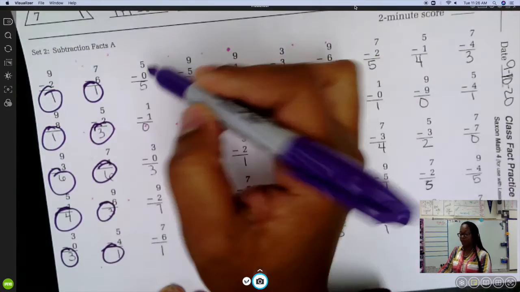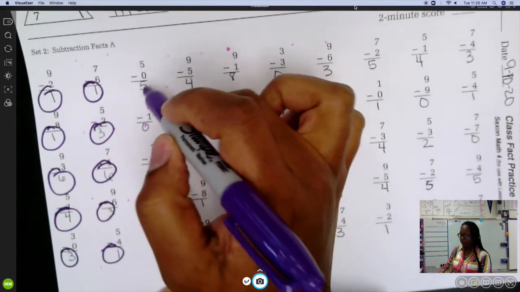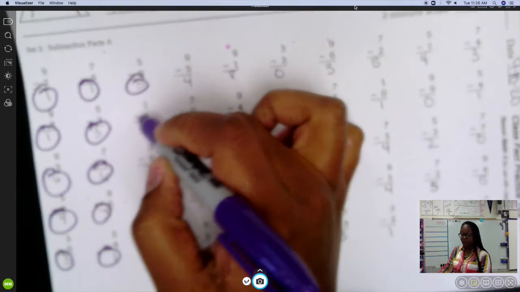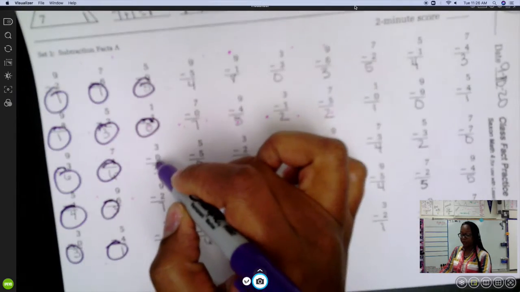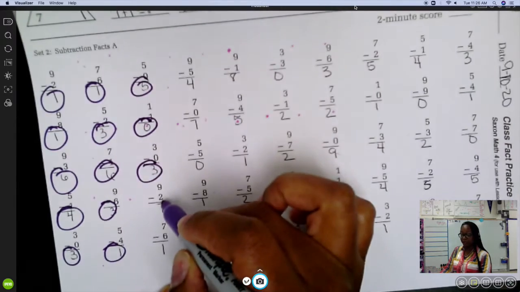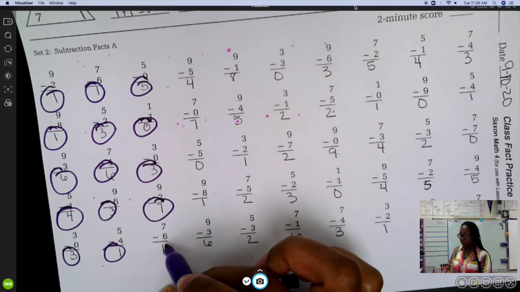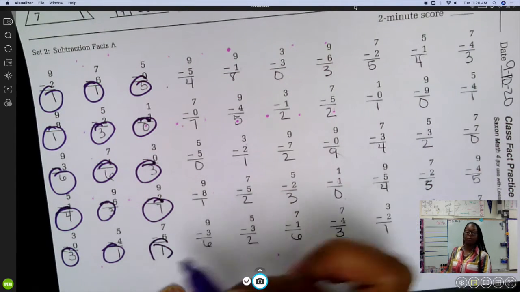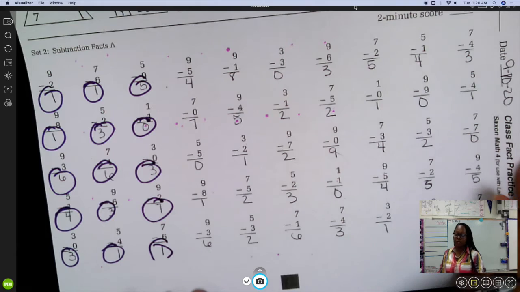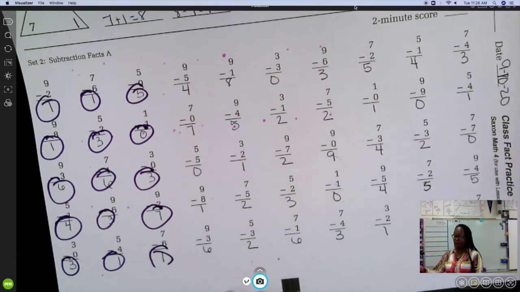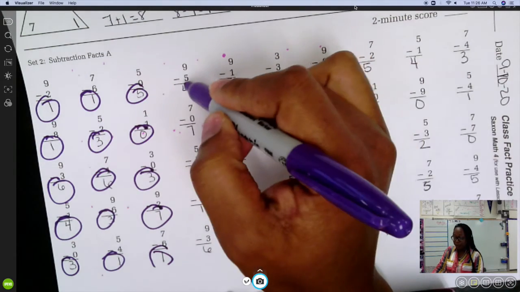Third column, 5 minus 0 equals 5. 1 minus 1 equals 0. 3 minus 0 equals 3. 9 minus 2 equals 7. 7 minus 1 equals 6. And if I'm going too fast, you can always pause and go back and press play, okay? 9 minus 5 equals 4.